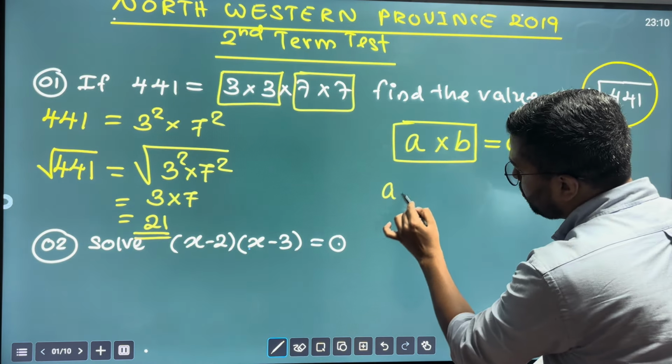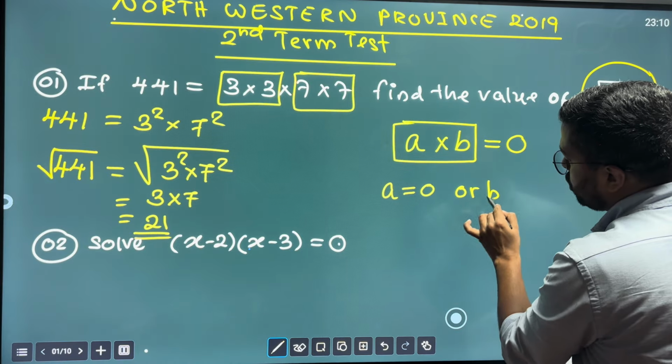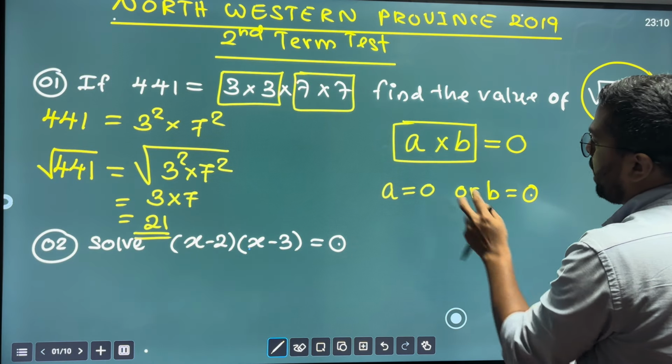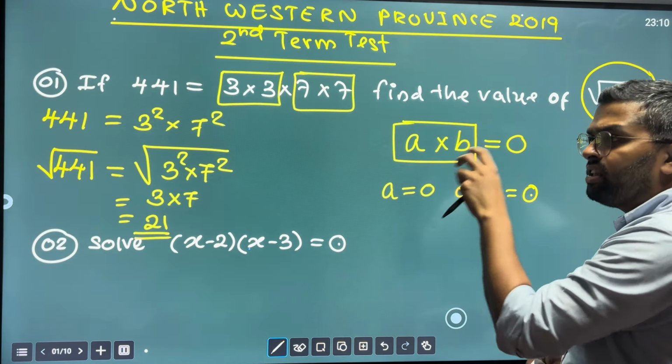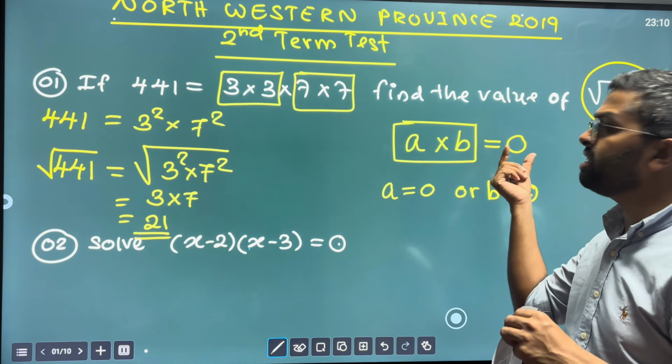Are we all clear? Either a should be equal to 0 or else b should be equal to 0. Right? Unless one of these is equal to 0, we will not have an answer equal to 0.